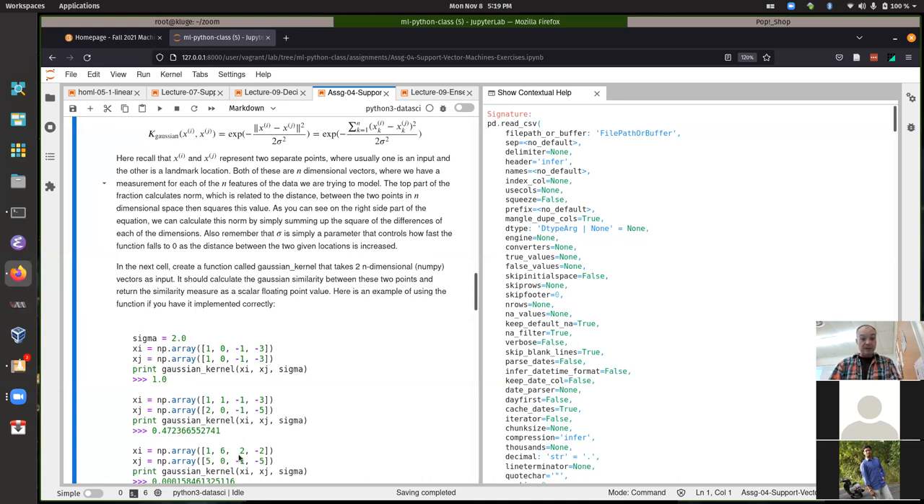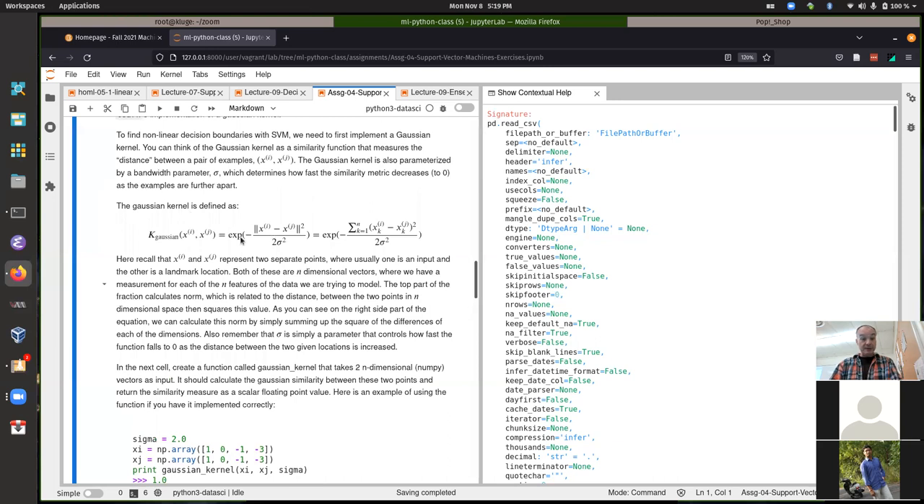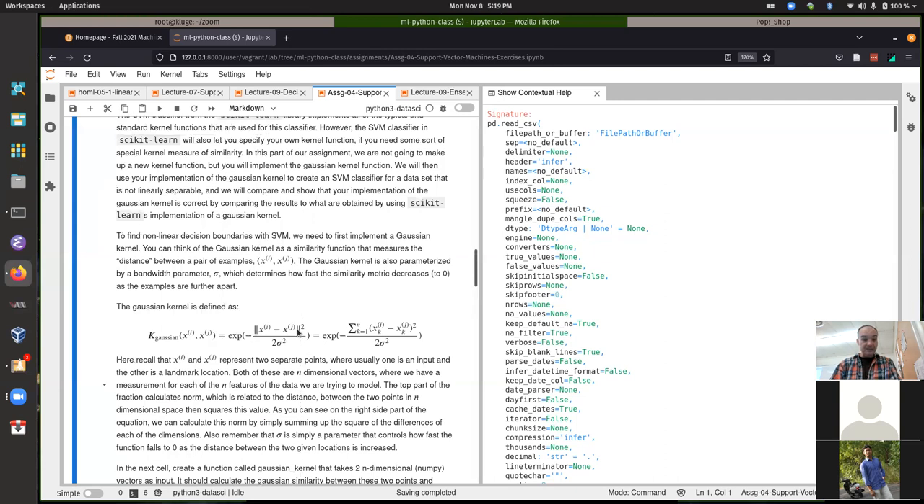You can see what you should be getting. It is possible to do this function completely vectorized. You don't have to have a loop in here, so I encourage you to try to do that. Oh, and if you don't know, he discusses it in the video.